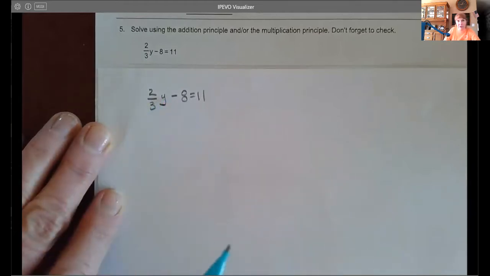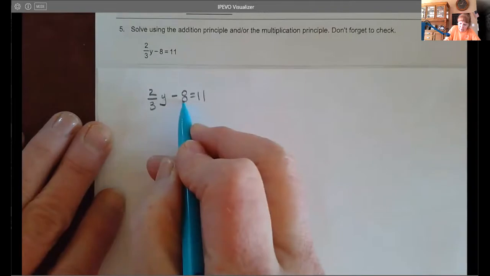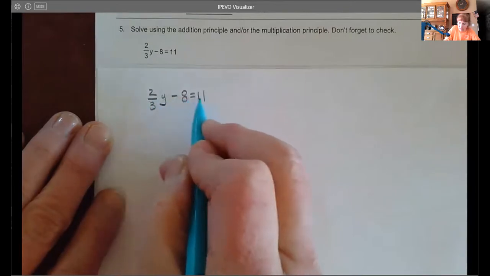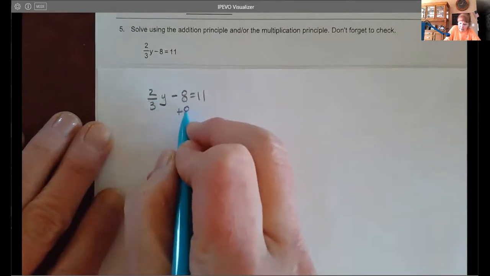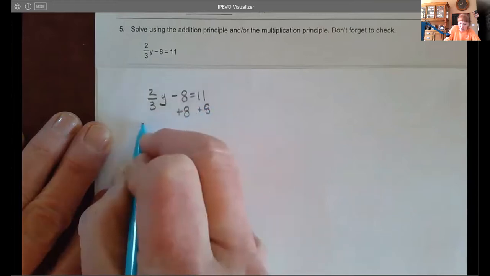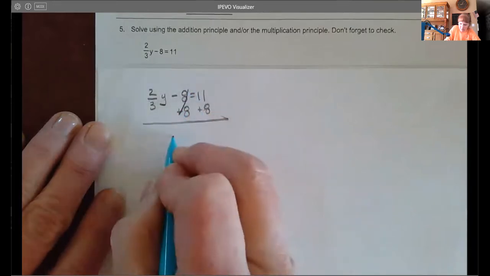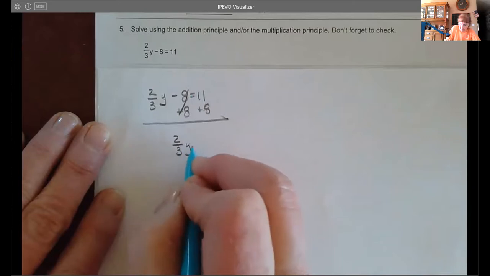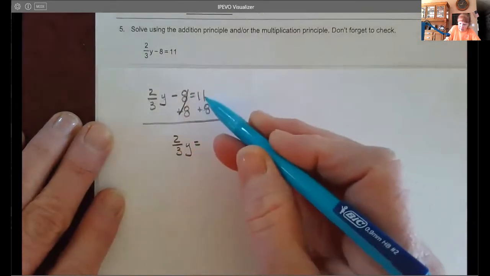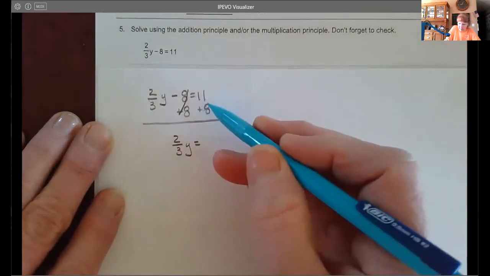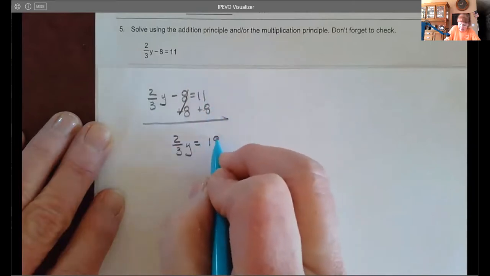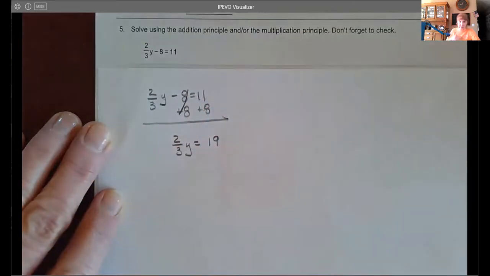I've just got this one fraction in front of the variable. And the more of these you do, the more you recognize what would be an easier method. But here, you could multiply everything by 3, but let's go ahead and add 8 to both sides. We're going to leave that fraction alone, just to review that it can be done. 11 plus 8 is 19. Make sure I copied it down right. Seems like that's what I did.